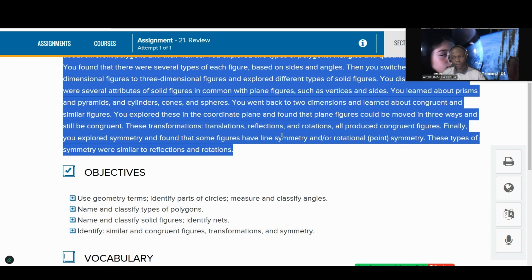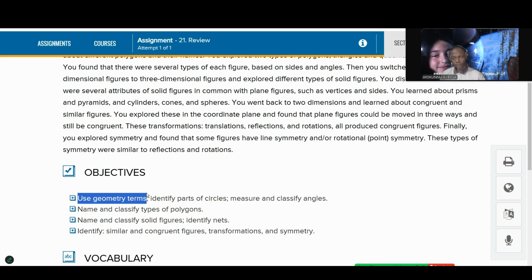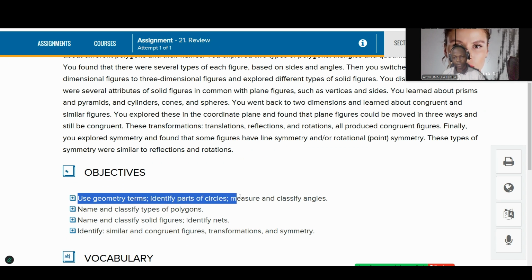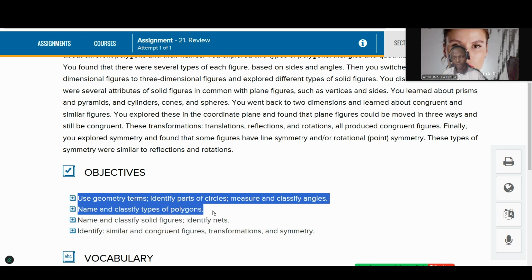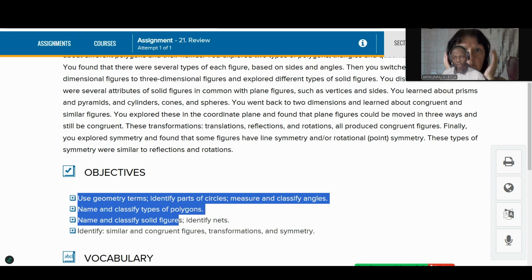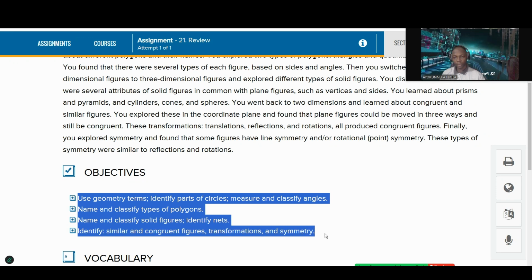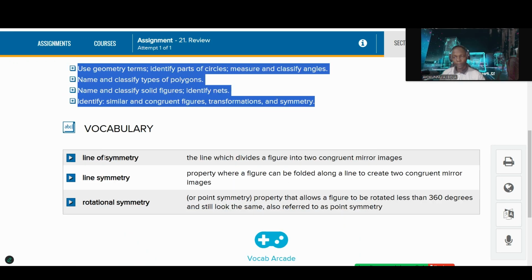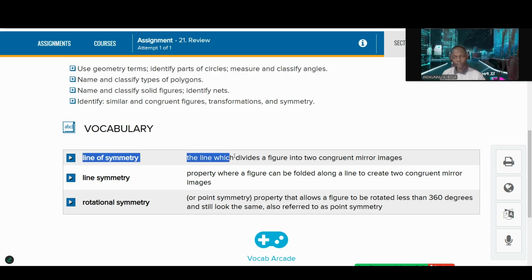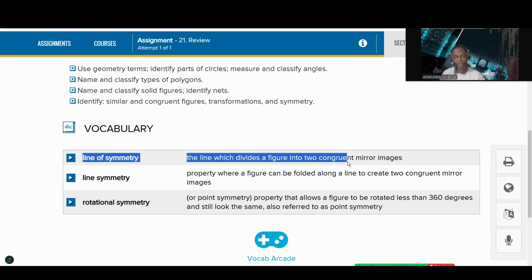So we can move on by saying we need to learn the use of geometry terms, to review them, identify parts of a circle, to measure and classify angles, to name and classify types of polygon, to name and classify solid figures and identify nets of shapes, then to identify similar and congruent figures of transformation and symmetry.